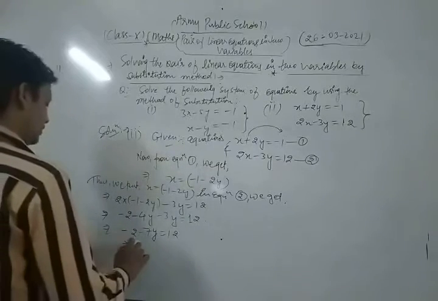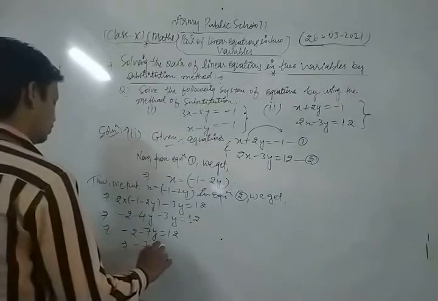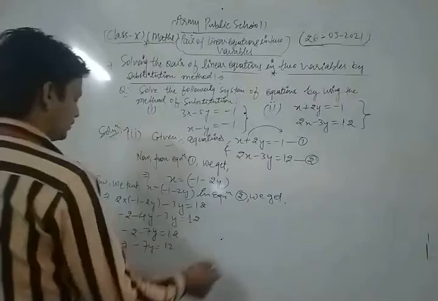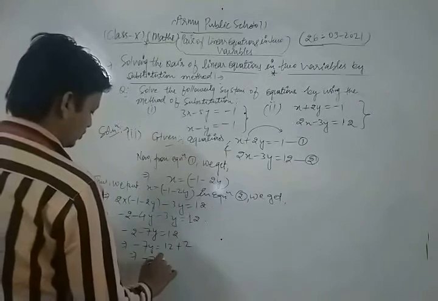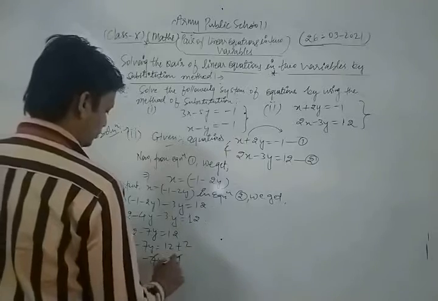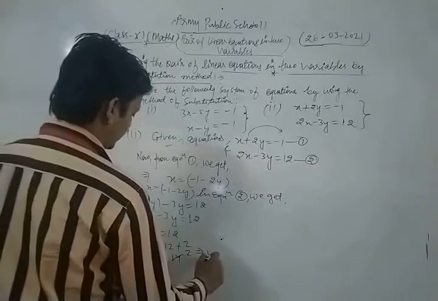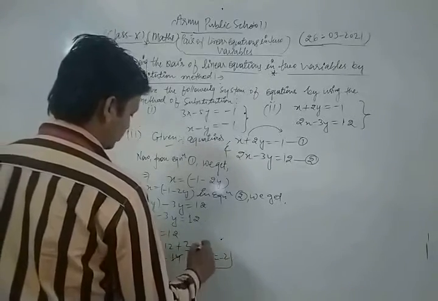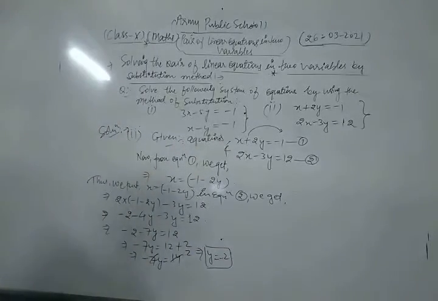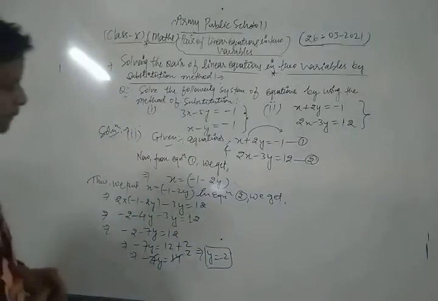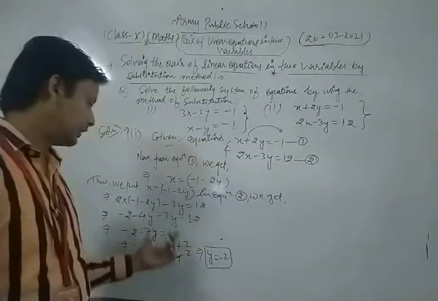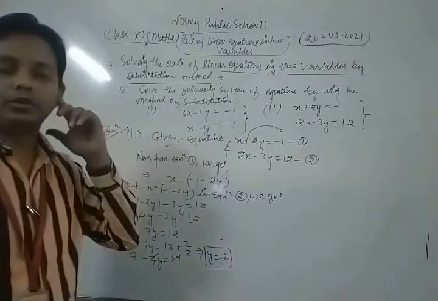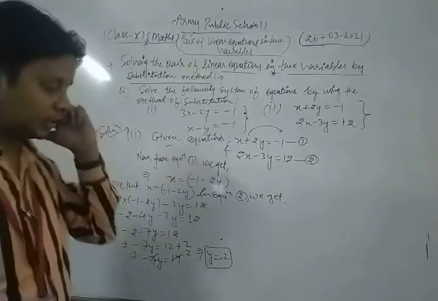Now minus 7y is equal to 12, and minus 2 transferred to that side becomes plus 2. So we get minus 7y is equal to 14, 7 to the 14, thus the value of y is minus 2. Thus, dear students, after simplifying that equation, we get the value of y as minus 2.